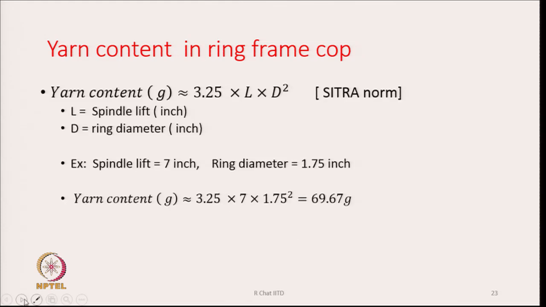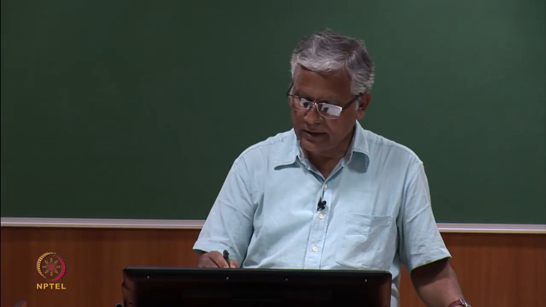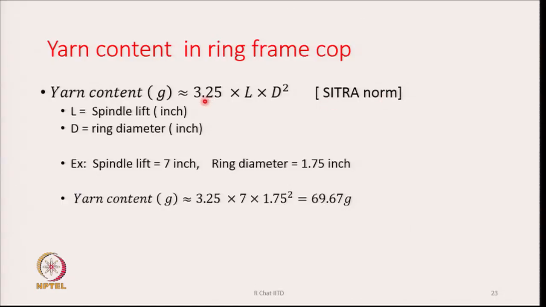Yarn content in a ring frame cop. We all know the shape of the ring frame cop. According to CITRA, there is a norm, and they have found that the yarn content in gram is 3.25 into L into d square. This is an empirical formula, where L indicates the spindle lift in inches and d is the ring diameter, also in inches. Both units are in inch. So, if the spindle lift is 7 inches and the ring diameter is 7.75 inch, the yarn content we can find out is going to be 69.67 gram in the present case.